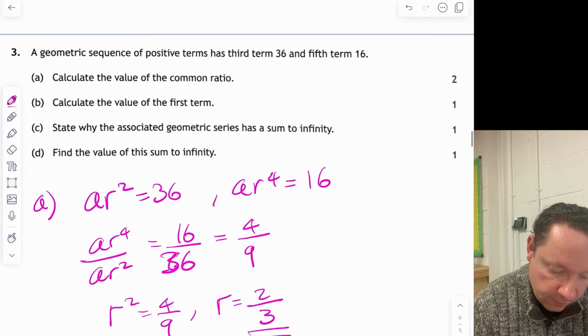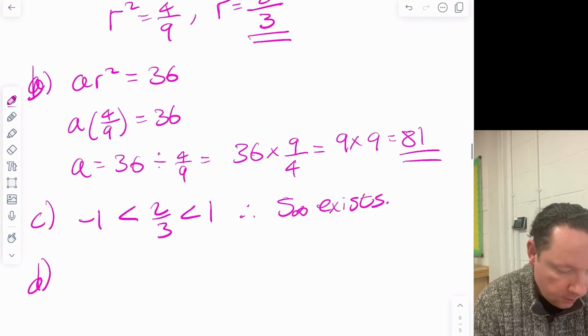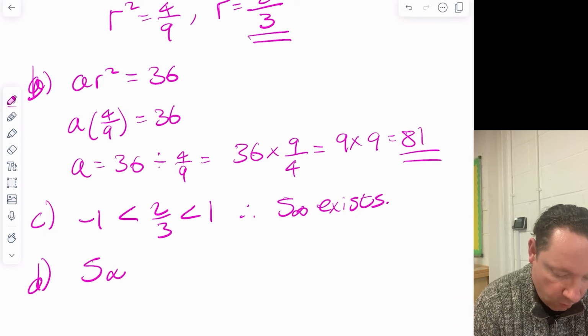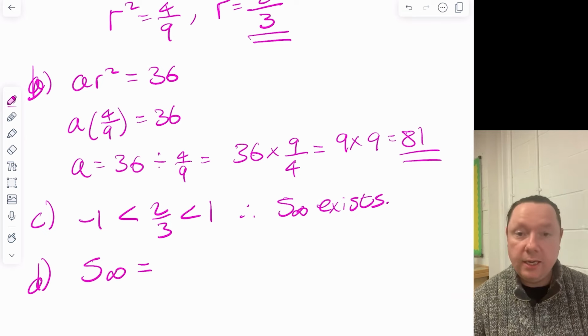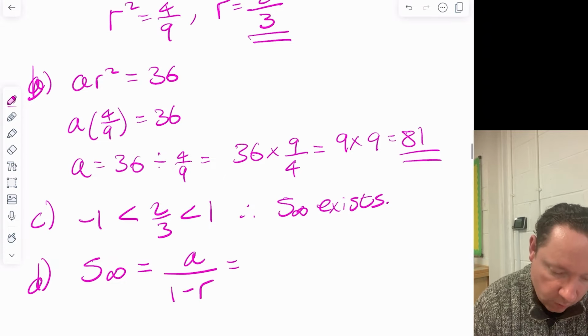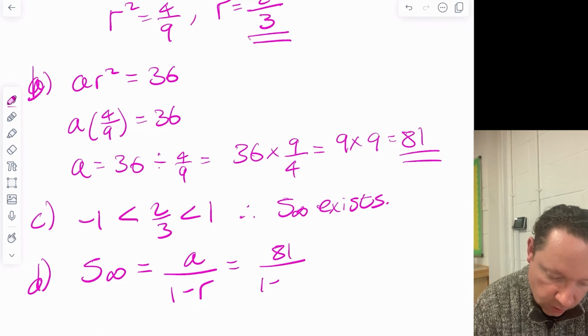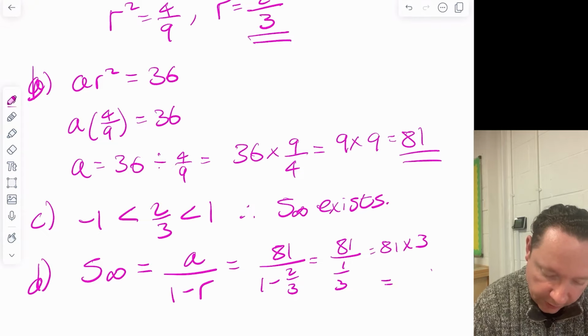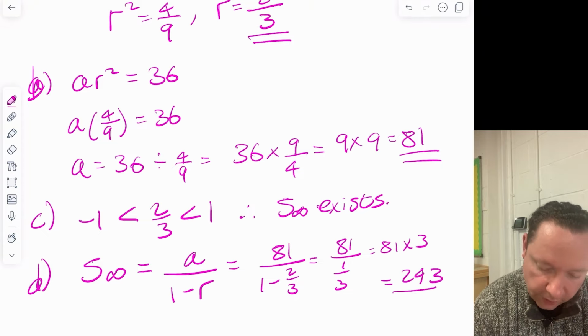Question D. Find the value of the sum to infinity. So the sum to infinity for this sort of sequence is a over 1 minus r. So that is 81 over 1 minus 2/3. 81 divided by 1/3. That's 81 times 3 then. 3 1s is 3, 3 8s is 24, so 243, and we're done there.